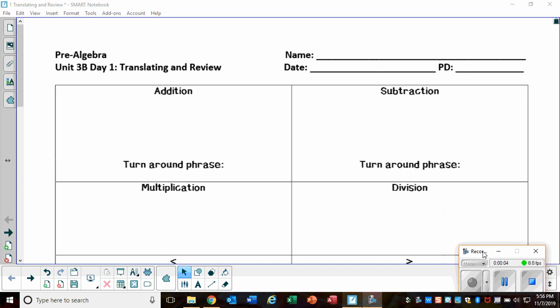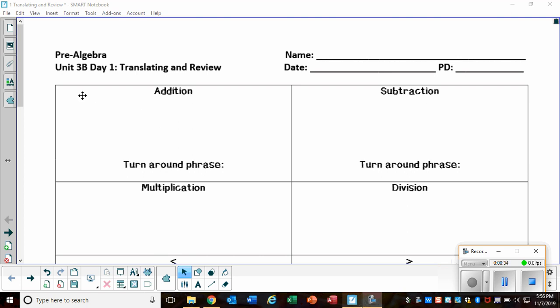Today we're going to start Unit 3B, Day 1, and we're going to be talking about translating from math to words or words to math, and we're going to do a little bit of a review for inequalities. So, I'm going to go through this part a little quick, so if I go too fast, just pause the video. But there's lots of different words we can use to mean addition, subtraction, multiplication, division, all that stuff. So we're just going to list a couple.